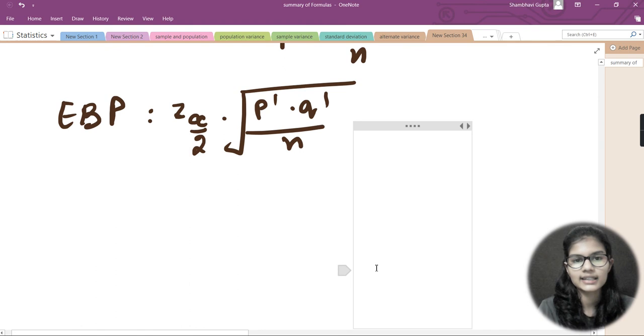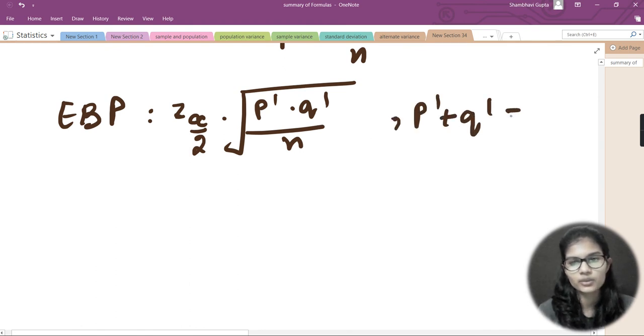And what was basically the relation between P dash and Q dash? So P dash plus Q dash was equal to 1. This was the relation which we were having between the P dash and the Q dash, right?